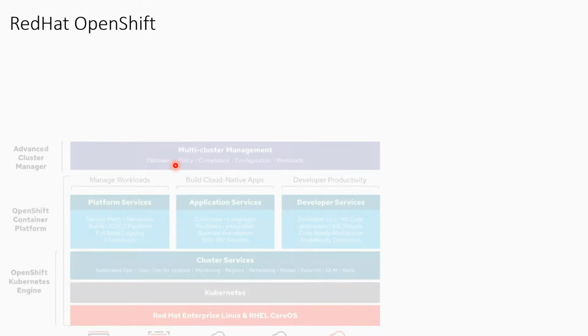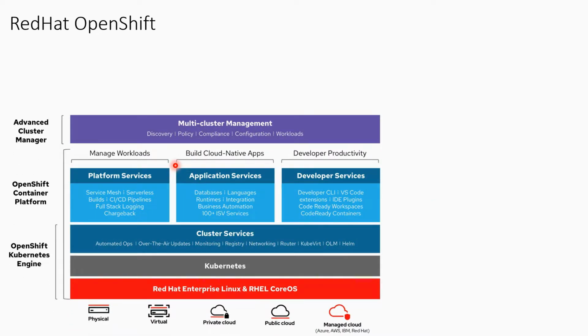Okay, similarly, we have Red Hat OpenShift. So if you see, this is the block level diagram of Red Hat OpenShift. So we have the Kubernetes engine here. Kubernetes engine is deployed on top of either RHEL or CoreOS. And on top of the engine, we have other services. So you have platform services, application services, developer productivity services. So these are all plugins. Okay, plugins and your CSIs, CRIs, CNIs, all those services.